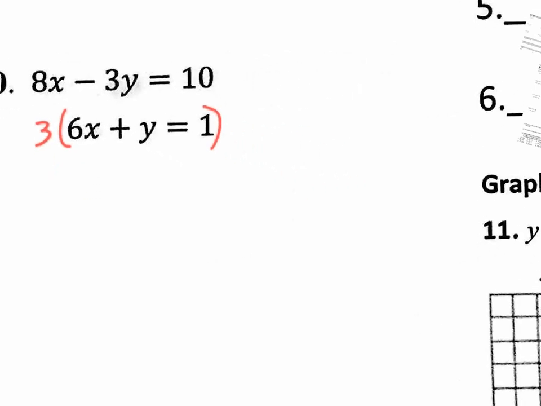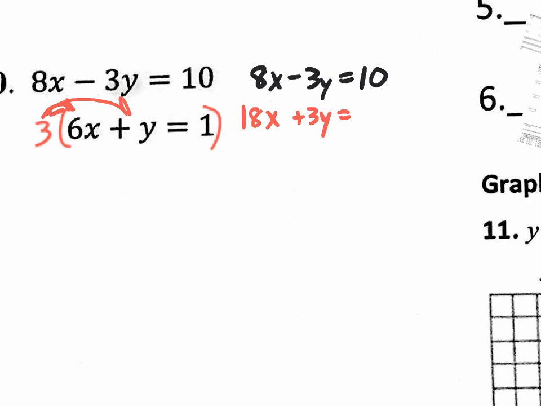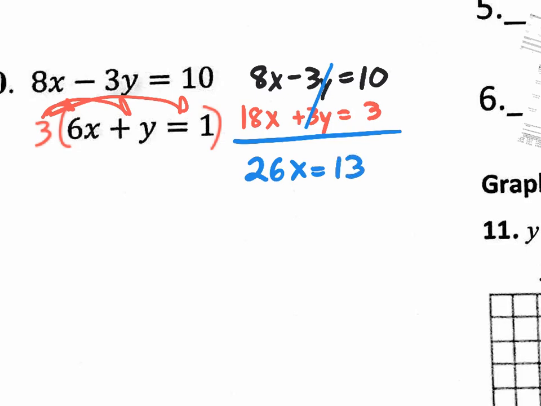So let me do this. Let me rewrite the top equation. I'm going to just leave it the same. And the bottom equation, I'm actually going to distribute 3 times 6, 18. 3 times 1y, that's +3y. And 3 times 1, that is 3. And now it's ready to combine and eliminate. So we end up with 26x equals 13.